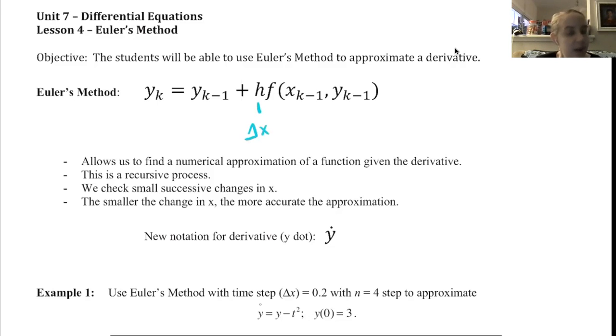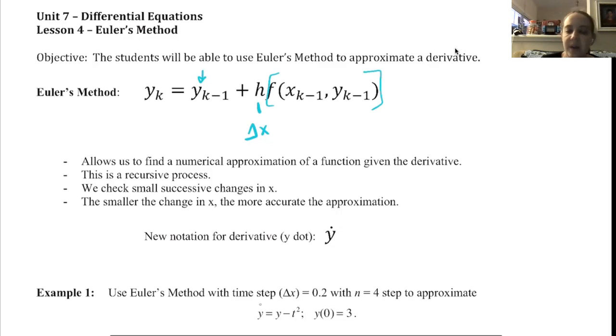You're finding your new y value, and you're getting your new y value from the old y value. You're multiplying by delta x, and then you're multiplying by the function evaluated at the step before. And this will make sense for us in a few minutes. What it does is it allows us to find the numerical approximation of a function given the derivative.